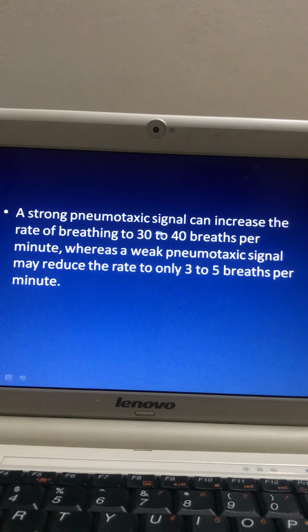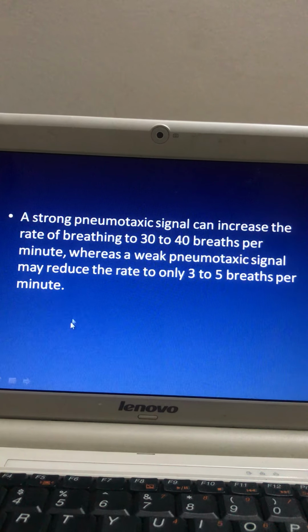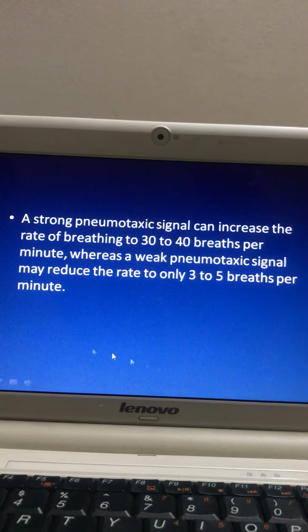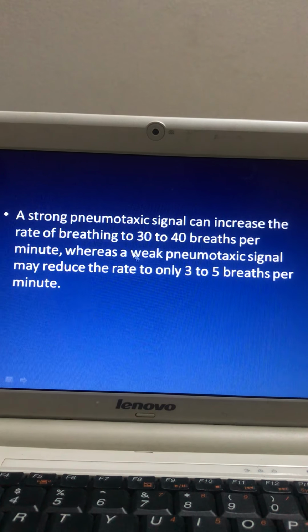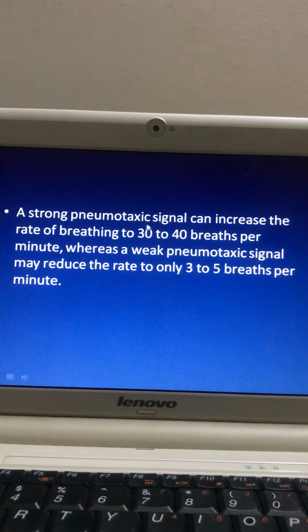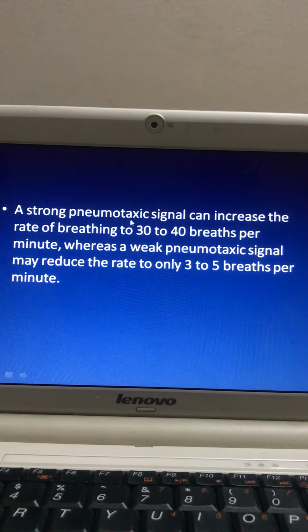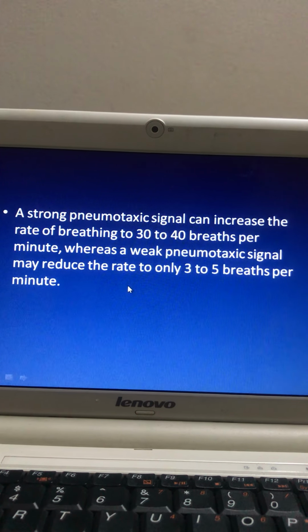A strong pneumotaxic signal can increase the rate of breathing to 30 to 40 breaths per minute, whereas a weak pneumotaxic signal may reduce the rate by only 3 to 5 breaths per minute. You know that a normal respiratory rate is 16 to 18 breaths per minute, but a strong pneumotaxic signal can increase it up to 30 to 40 breaths per minute.